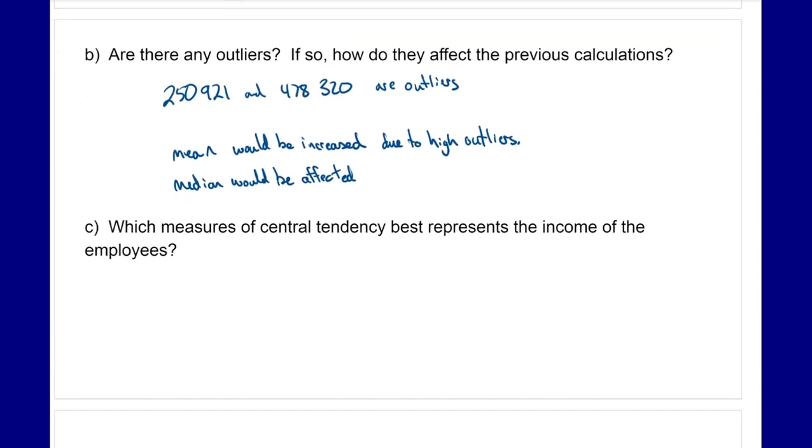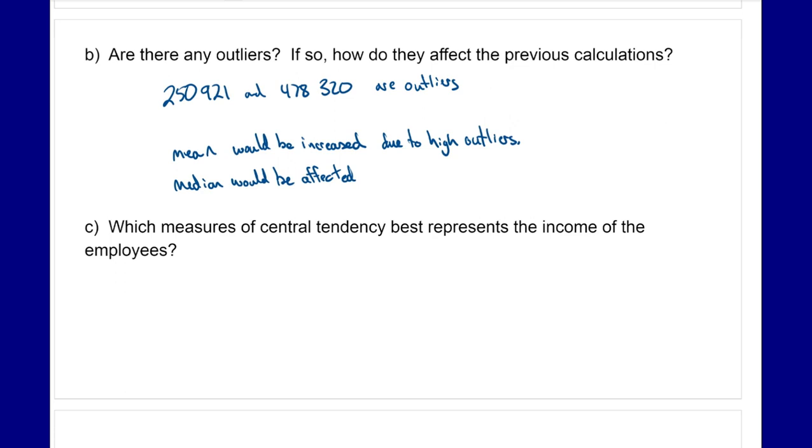So which measure of central tendency best represents the income of employees? This one might be a little bit subjective, depending on what you look at. But based on what we said previously, if we weren't removing the outliers, which we can't really do, because they are part of our data. They are salaries, they are incomes of employees in our data, so we can't really remove them. We could say obviously they're outliers, so they're separate from the trend if we're looking for a trend. But if we're just trying to calculate the median, or just analyze it, we can't really remove them.